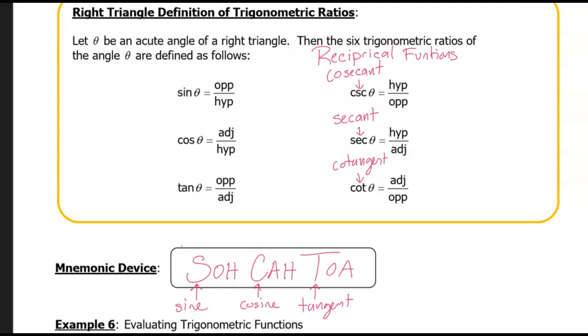So cosecant is the reciprocal of which one? No. Sine. See how it's h over o? That's the reciprocal of o over h. So cosecant is the reciprocal of sine. What is secant the reciprocal of? Cosine. And what is cotangent the reciprocal of?